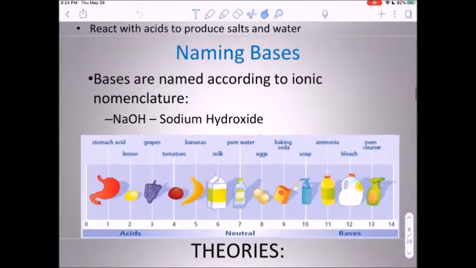For naming our bases, you already know how to do these. They're named according to our ionic nomenclature, where I name the first compound just as it is on the periodic table. And in this case, it's Na, which is sodium. And then the second one changes to an IDE ending if it's just something off the periodic table. But in this case, we're talking about hydroxide, which is a polyatomic ion, so it keeps its name entirely. So this is just sodium hydroxide. If I had something else like KOH, it's potassium hydroxide. So it's the exact same nomenclature that you are used to.